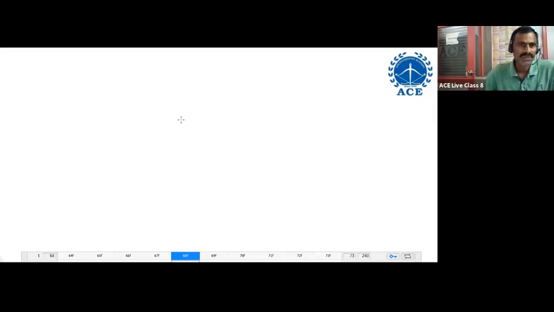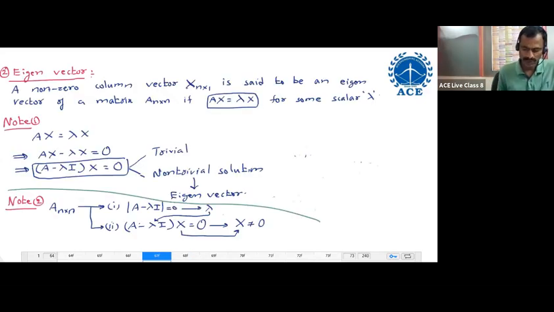Today is the last class for this linear algebra. Yesterday, after completion of solution of system of linear equations, we already started the eigenvalues and eigenvectors, and we have written the definition of eigenvalue and eigenvector, and also some note points, note point number 1 and 2. Next, continuation of this topic, note point number 3.